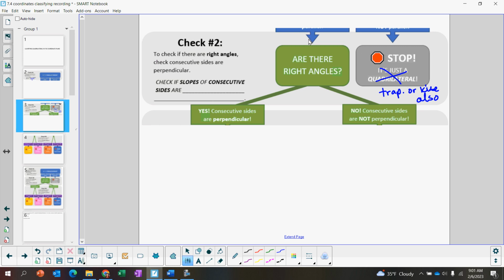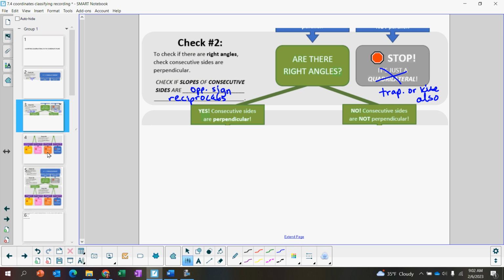So moving on from does it have parallel sides, now we're going to check if there are right angles. To check if there are right angles, we're going to check if the consecutive sides are perpendicular. So we're checking if the slopes of the consecutive sides are opposite sign reciprocals. Then we're moving on, either yes, the consecutive sides are perpendicular, or no, the consecutive sides are not perpendicular.